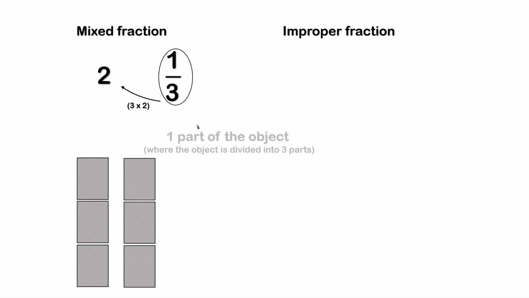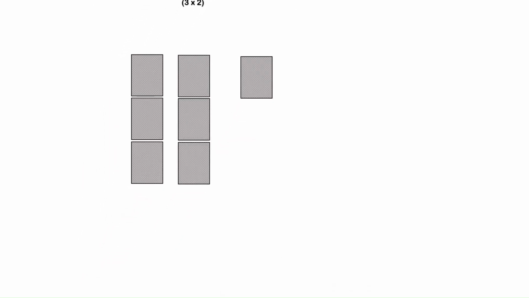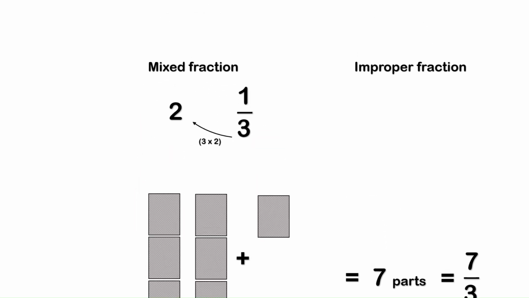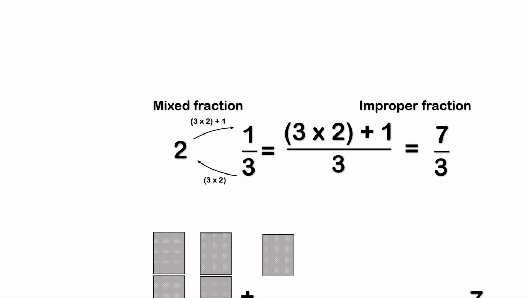This fractional part 1 upon 3 represents one part out of an object divided into 3 parts. So we will draw a whole object divided into 3 equal parts and keep just one part. Now we will add all these parts. We can clearly see that we now have 7 parts. We can write it in the mathematical notation as 7 upon 3. Here also we will add the numerator 1. So first we multiplied 3 by 2 and then added 1. We will keep the denominator as 3. Upon solving, we get 7 upon 3, which is our improper fraction.